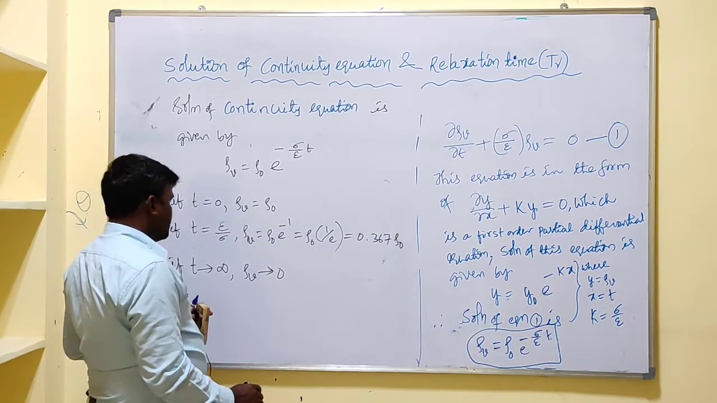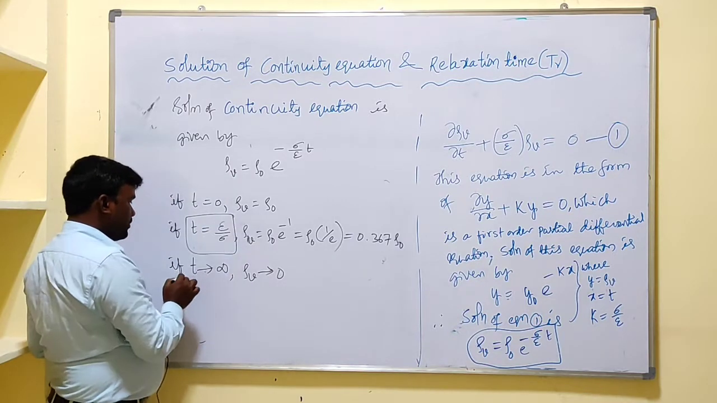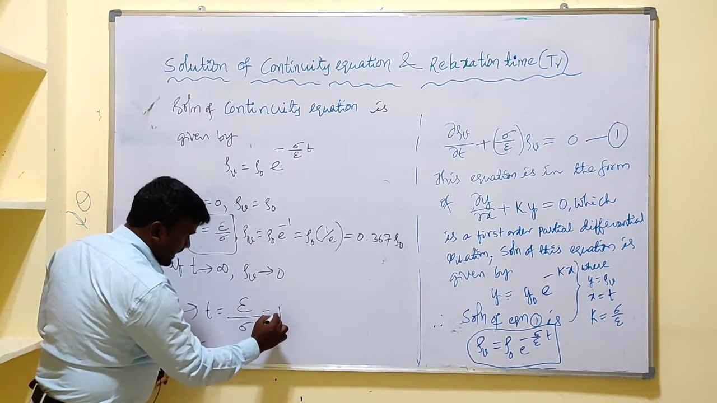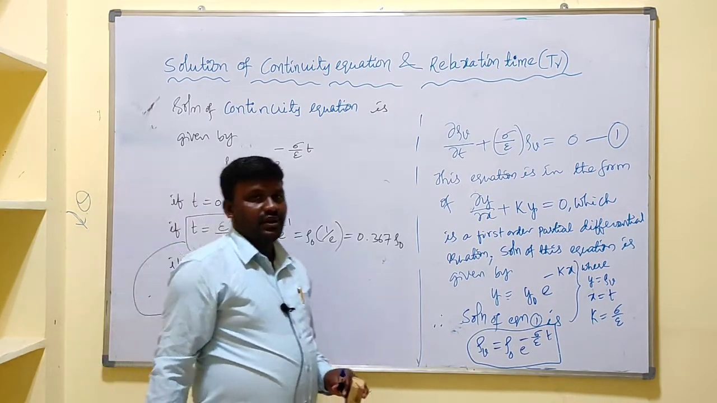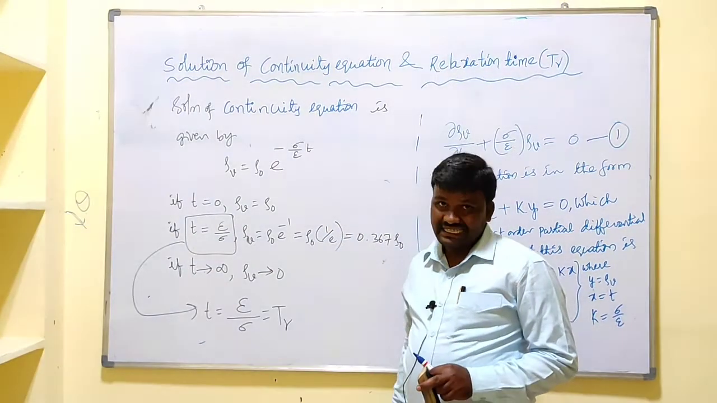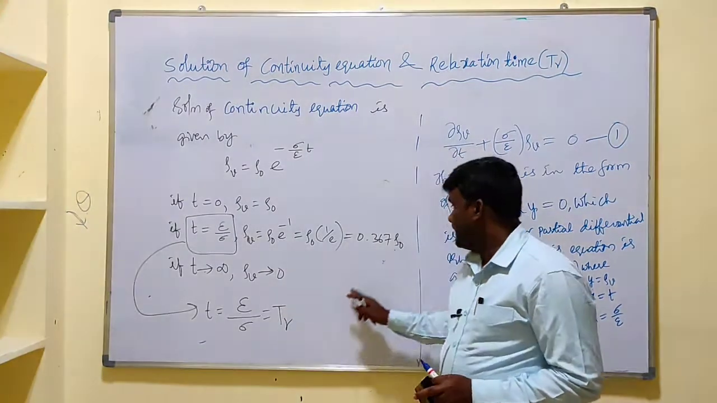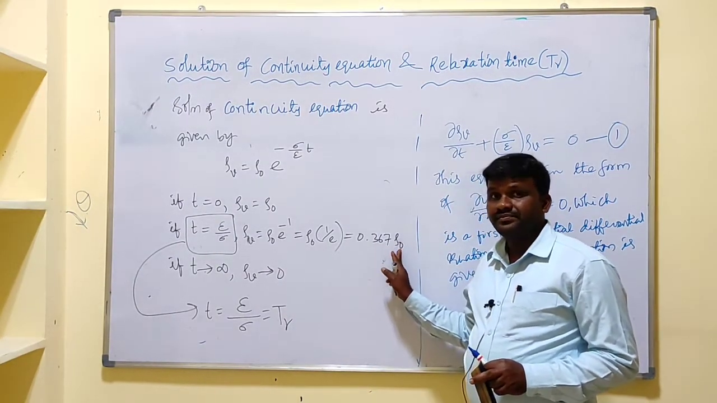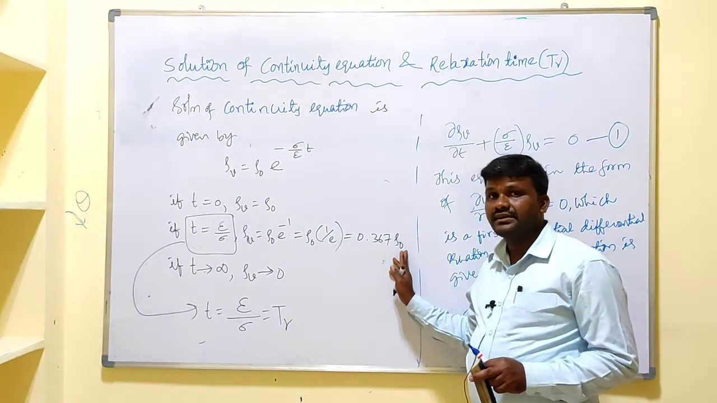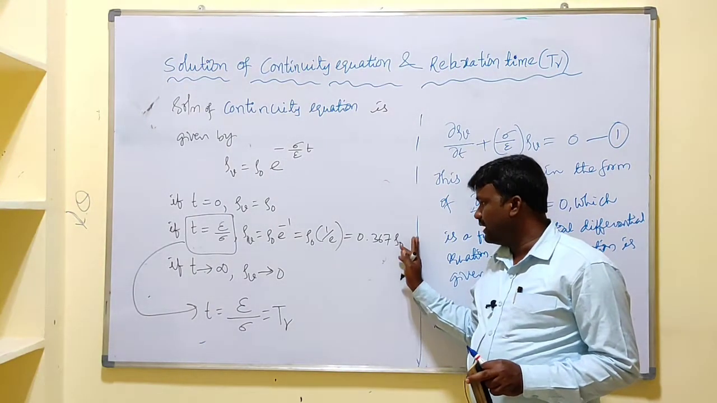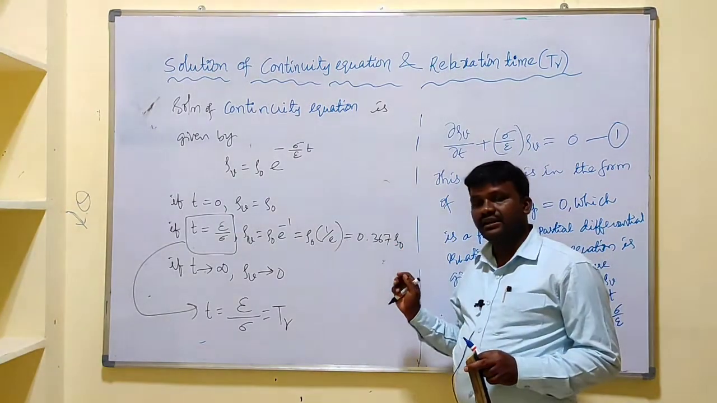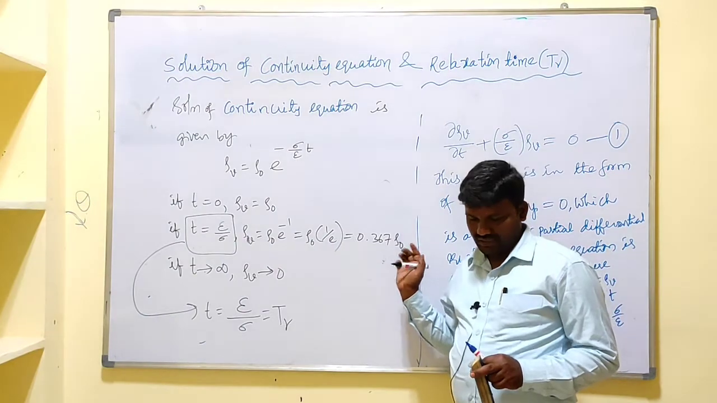This time, that is T equal to epsilon by sigma, is called as relaxation time. Now, how we can define this relaxation time? It is the time taken by the charge to decay, or else, sorry, to reach 36.7% of its initial value. 1 by e value is what? 36.7% of rho naught.